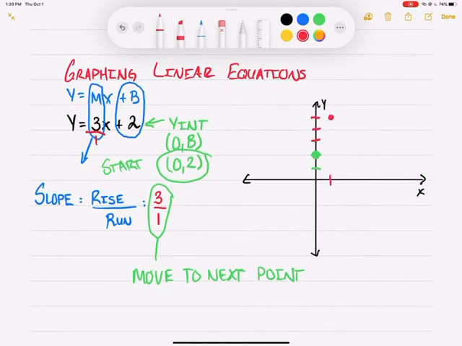Up is positive, right is positive. That's why I moved in those directions. So up 3, to the right 1. Then all you need to do is use a ruler, a straight edge, or your best effort to connect those 2 points with a straight line. Make sure that you have arrows at both ends. And it always helps to label your graph.